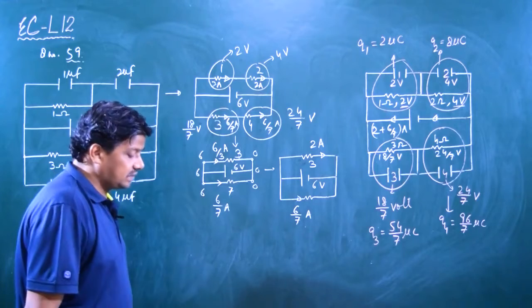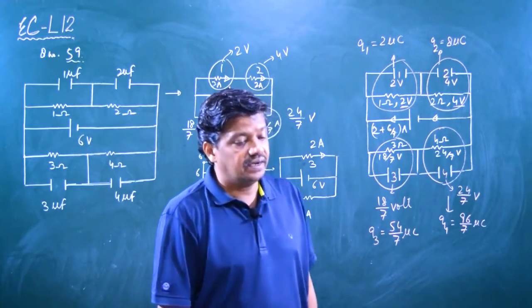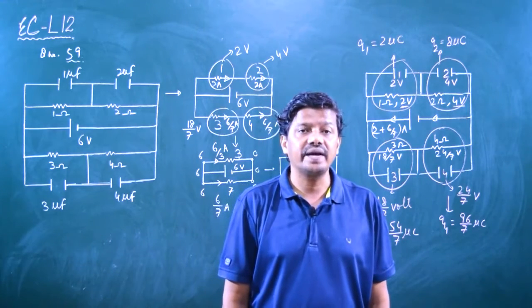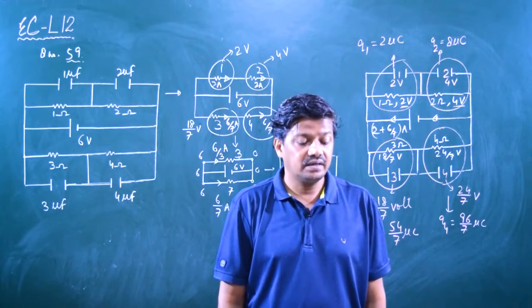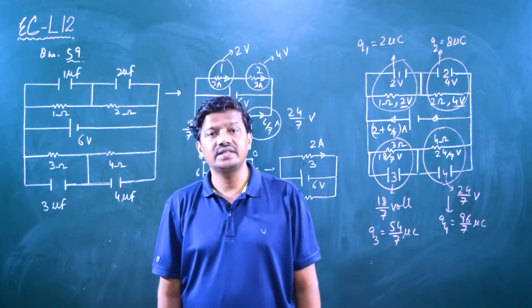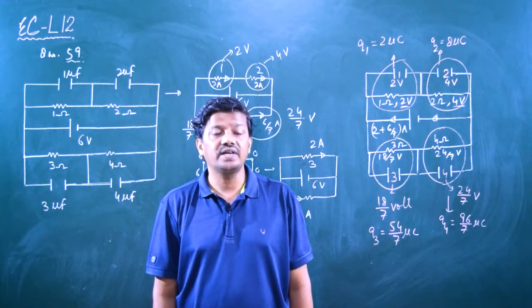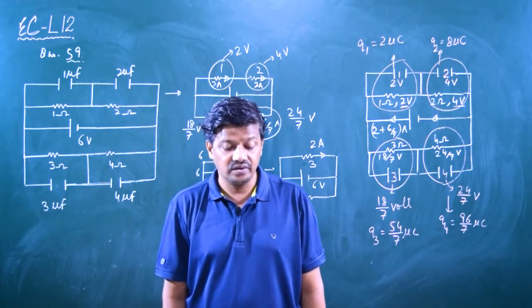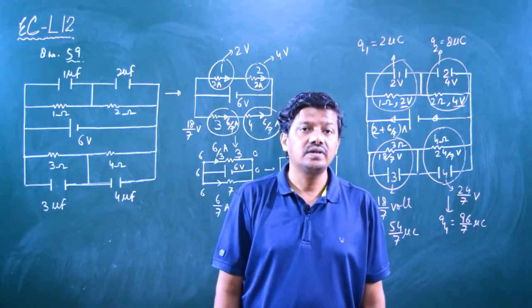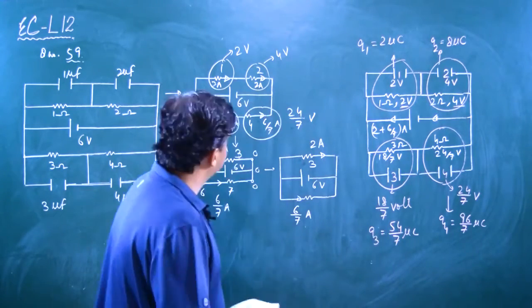In the next class we will discuss star delta transformation and source transformation method. Okay, and how to find the equivalent resistance and capacitance using Kirchhoff's law. There we have to use the nodal law, mesh law, that is Kirchhoff's law, to find the equivalent resistance and capacitance of the circuit. Okay.